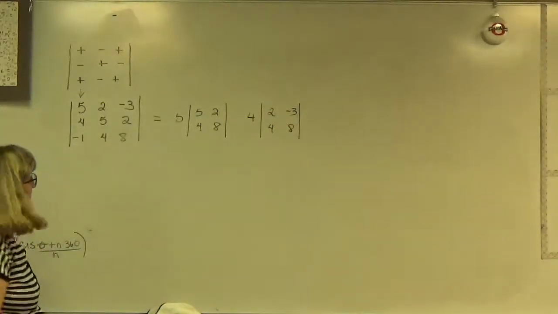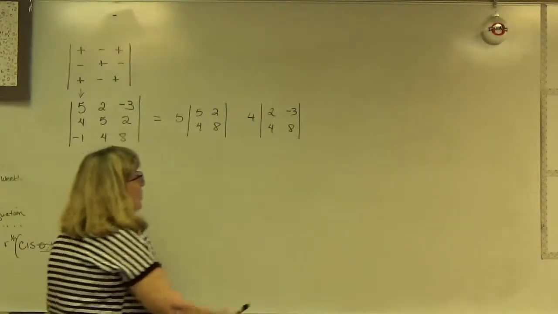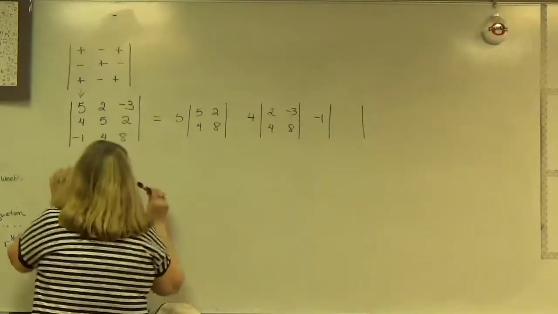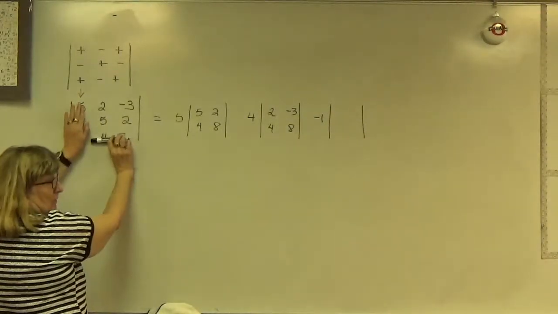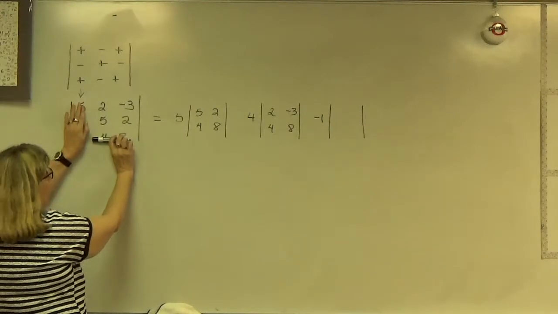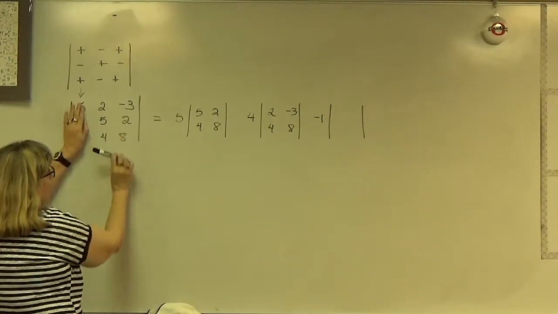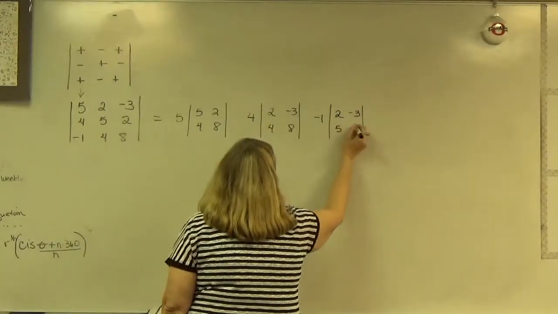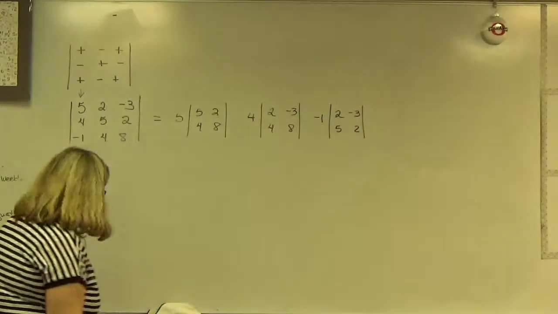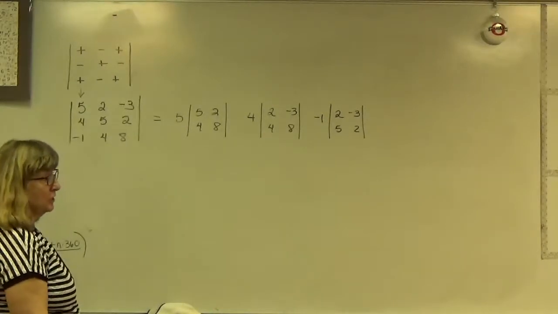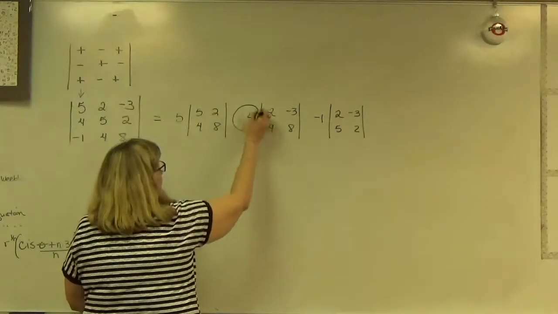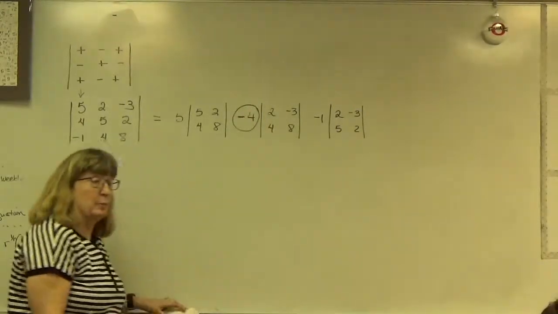Now you go to the last number in that column, which is a -1. You cover up the row and the column that the -1 is in. So it leaves me a 2 by 2, that is 2, -3, 5, 2. And since we chose the first column, we always have to remember to change the sign of the one in the middle. And usually I circle that, just so that way I remember I changed a sign.